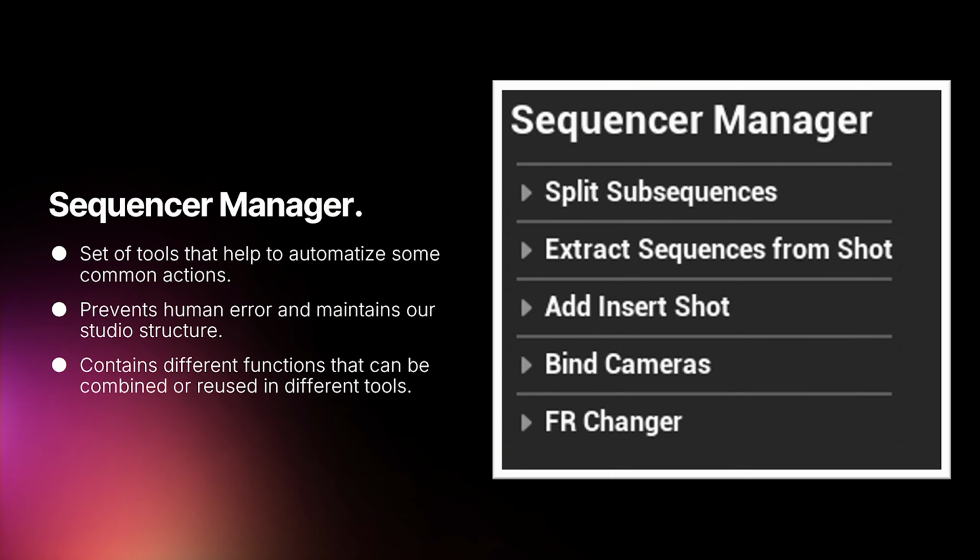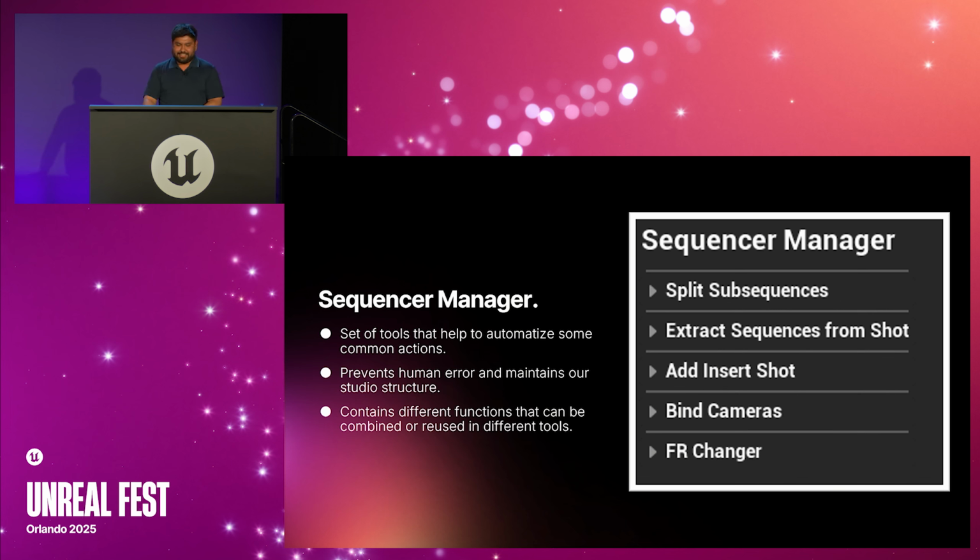So the first one would be the sequencer manager, which when I was making this presentation, I realized that sequencer toolkit would make a better name to say what it's supposed to be doing. But yeah, this is a tool that contains a bunch of different tools and functions that layout artists are doing over and over again. And the goal is to make these tasks automatic. All of these common tasks are automatic, and they prevent human error, and maintain the studio structure.